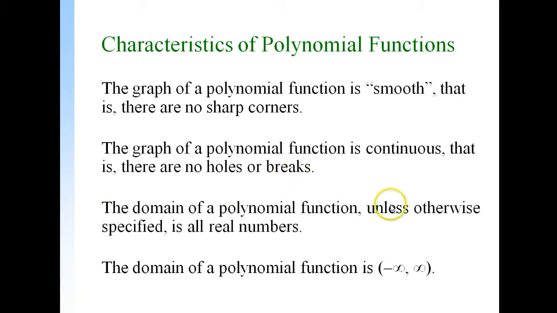The domain of polynomial functions, unless otherwise specified, is all real numbers. What this means is all the numbers on the number line can be in polynomials. And the domain of polynomial functions, again, is from negative infinity to positive infinity. This is the x values of our polynomial, in a sense, our horizontal number line.